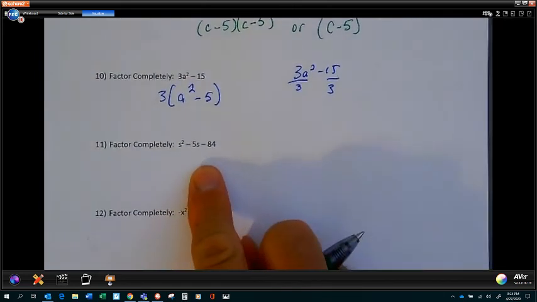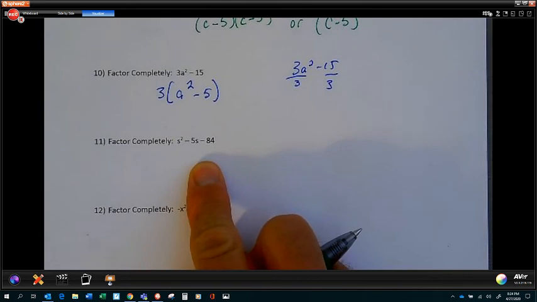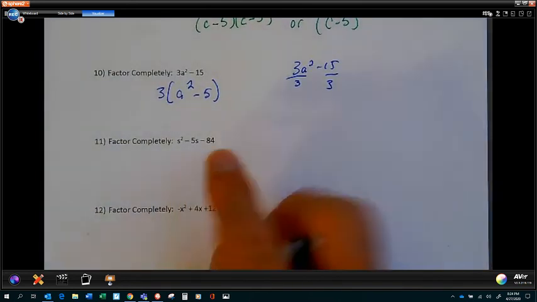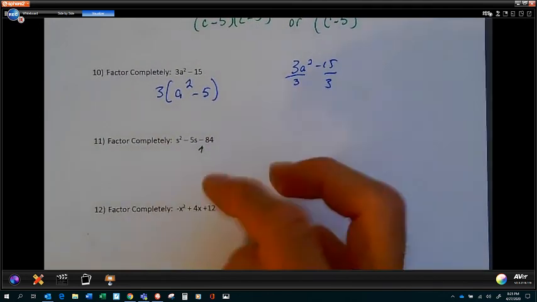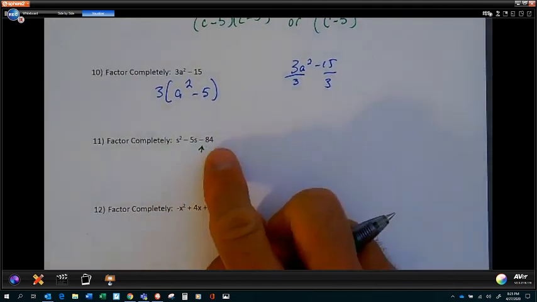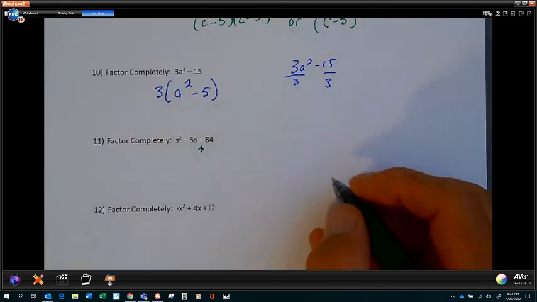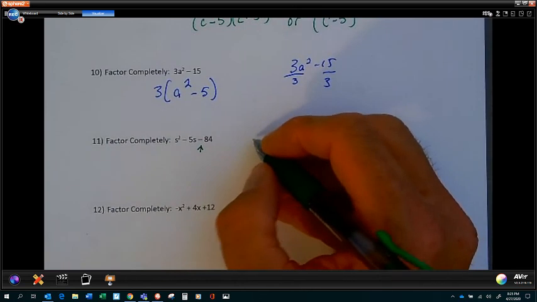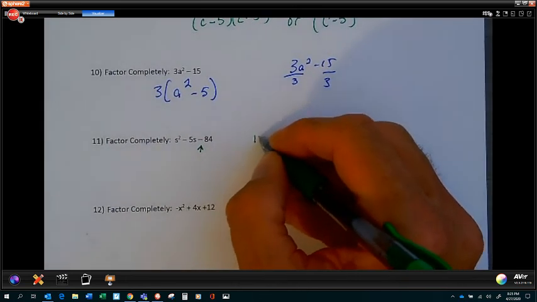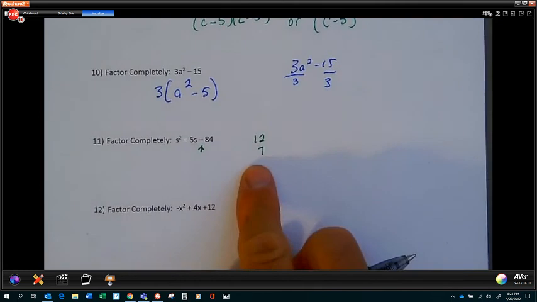Now we have an S instead of an X. We're looking for two factors of 84 that have a difference. Why a difference? Because the C is negative. So we're looking at factors of 84 that have a difference of 5. When we list out the factors of 84, you can use a calculator to do that. You can come up with 7 times 12. 7 times 12 is 84, and 12 minus 7 is 5.